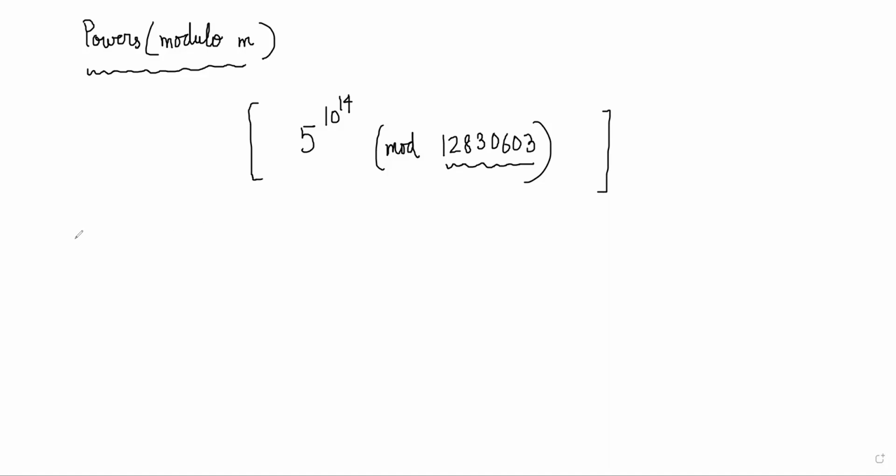So what tools do we have here? We have Fermat's theorem. Fermat's theorem says that if you have a prime number p and a number a which has GCD of 1 with p, we have a power p minus 1 is congruent to 1 mod p, right? So if you have a prime number in the modulo, then we can possibly use Fermat's theorem. But then you'll have to check whether this is a prime or not.